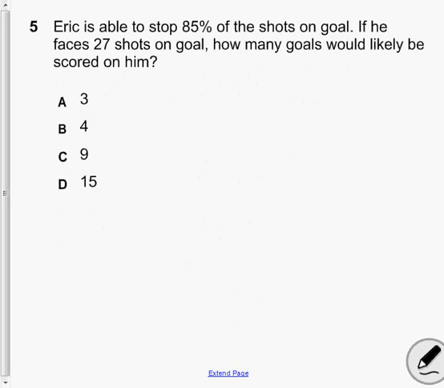Question four, Eric is able to stop 85% of the shots on goal. If he faces 27 shots on goal, how many shots would likely be scored on him? So we're looking for, if he stops 85%, how many would likely be scored, which means 15% of the 27 shots are goals. If 85% are stopped, then 15% are not stopped, which means 15% of 27 is how many gets scored.